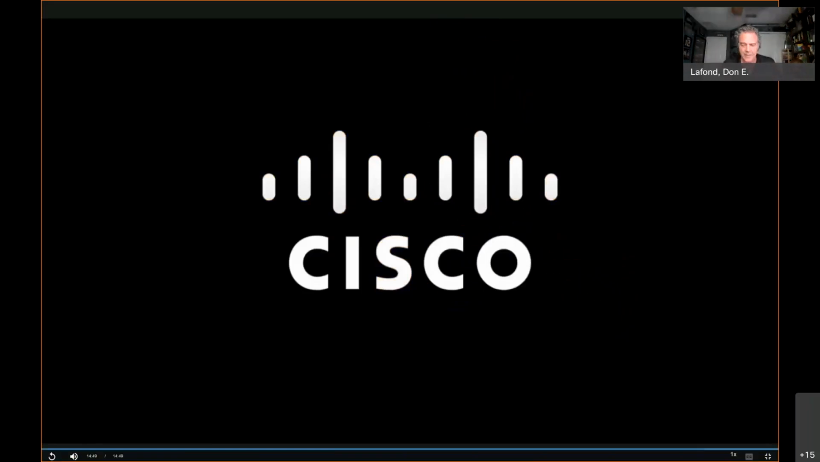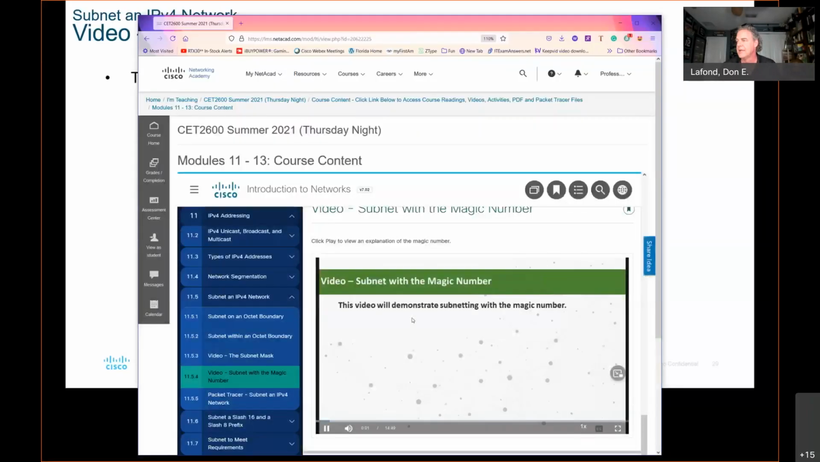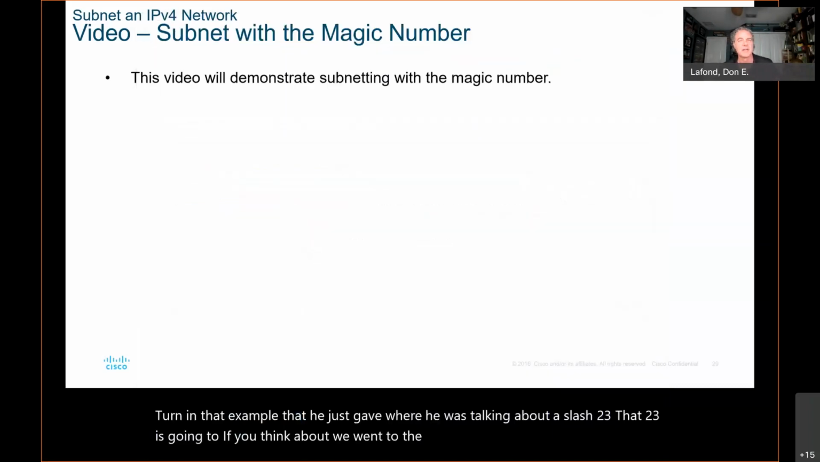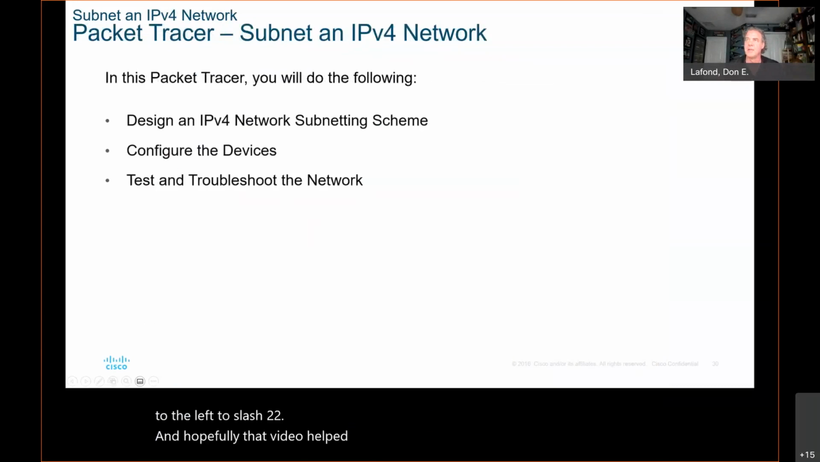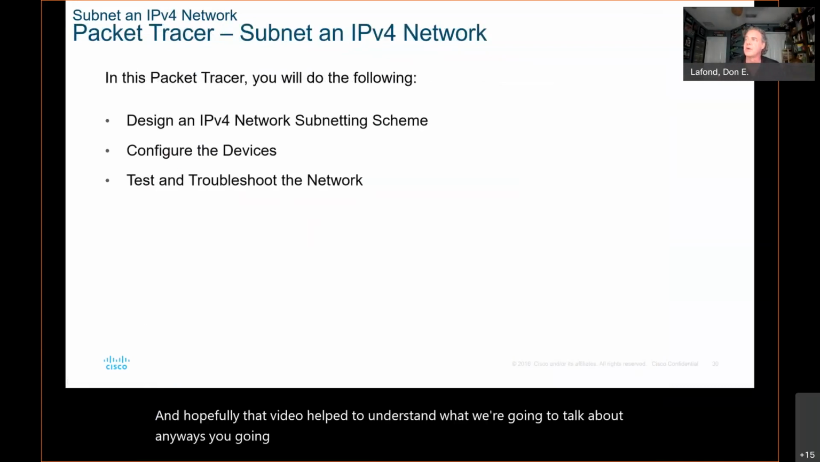All right, and that example that he just gave where he was talking about a /23, that 23 is going to, if you think about, we went to the left, come back into play when we get to our last little challenging assignment, because it's one more to the left, a /22, and hopefully that video helped understand what we're going to talk about. Anyways, you're going to learn about designing a subnet and configuring devices in a Packet Tracer.